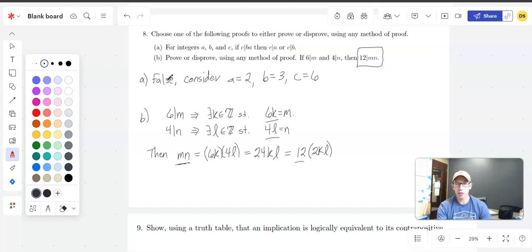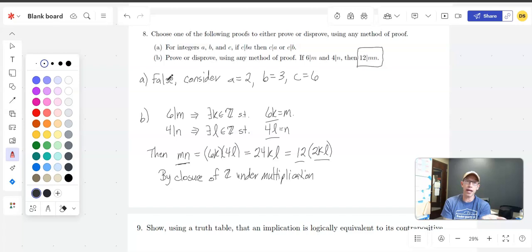Well, here I have 12 times 2KL, and to be rigorous here, by closure of integers under multiplication, what I'm saying here is if you take any two integers and multiply them together, you're going to stay inside the integers. You can't leave the integers. If you divide two integers, 2 divided by 3, you could go outside the integers. But closure of Z under multiplication means you take any two integers, multiply them together, you stay within the integers.